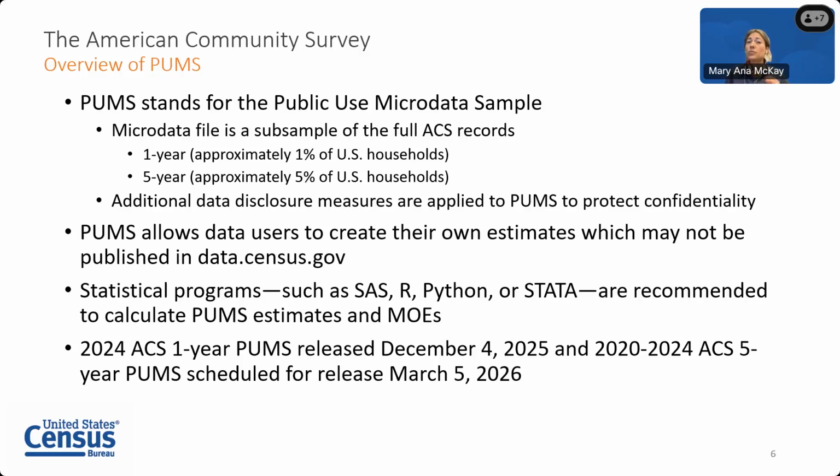Statistical software is recommended when working with PUMS data unless you are working with our microdata access tool on data.census.gov. Not to spoil any surprises for you all, but this is the tool that my colleague Tyson is going to be sharing with us in his demonstrations today. ACS data products are released about 1 year after the data are collected. So the 2024 ACS 1-year PUMS were released in early December, and the planned release date for the 2020 to 2024 ACS 5-year PUMS is in a few short weeks on March 5th, 2026.